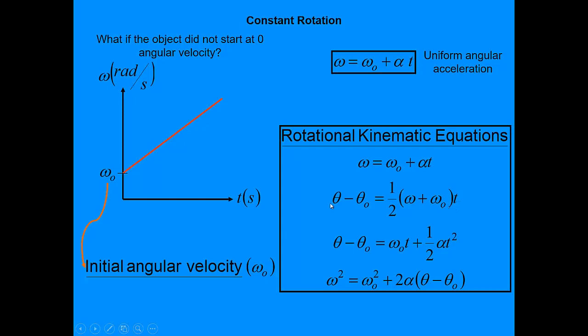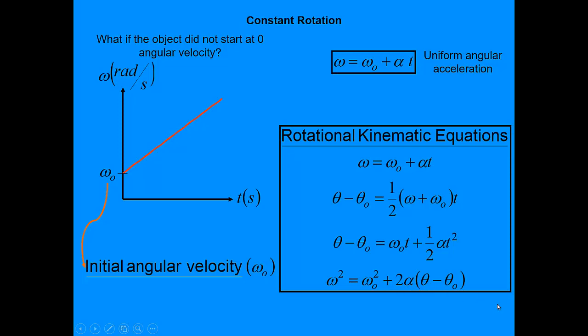Remember, this one is really just displacement is average angular velocity times time, because with uniform angular acceleration, the average velocity is just the initial plus the final divided by 2. It's the middle velocity. Right? The ever-popular third kinematic equation, angular displacement equals the initial angular velocity times the time, plus 1/2 the angular acceleration times the time squared. And the fourth kinematic equation, final angular velocity squared equals the initial angular velocity squared plus 2 times the angular acceleration times the angular displacement.